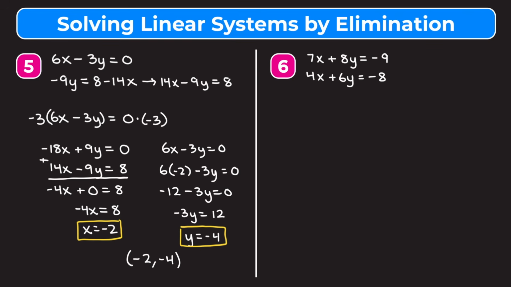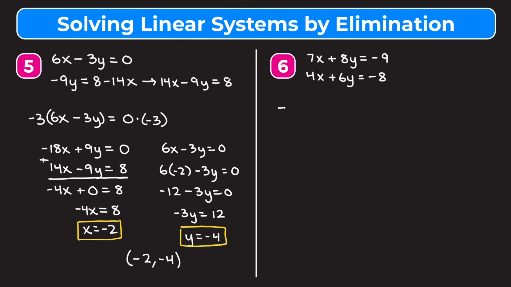So now let's go over our last example. So our last example is 7x plus 8y equals negative 9, and 4x plus 6y equals negative 8. So we can't easily turn 7 into 4 or 4 into 7, and we can't easily turn 6 into 8 or 8 into 6. So we're just going to pick one of the variables that we want to eliminate. I'm going to pick 6 and 8 because their least common multiple is 24, which is a little bit smaller than the least common multiple of 4 and 7, but it doesn't actually matter which variable you choose to eliminate for this one. So I'm going to turn the top equation into something with a 24y.